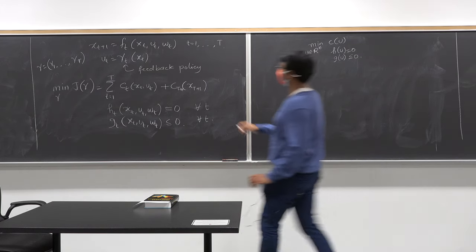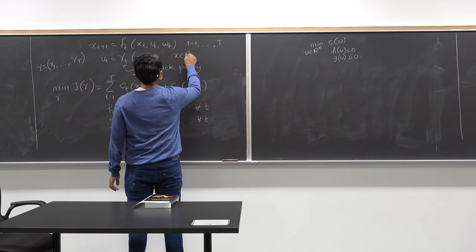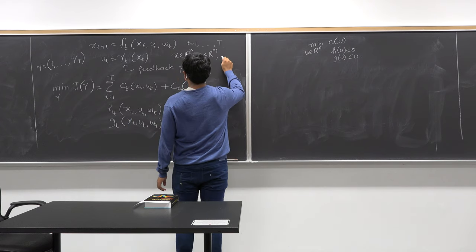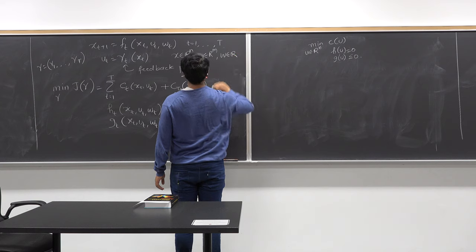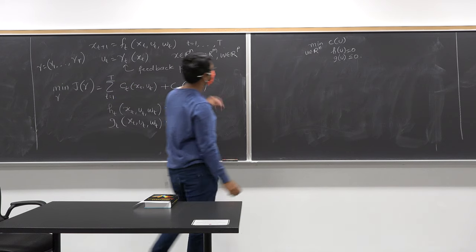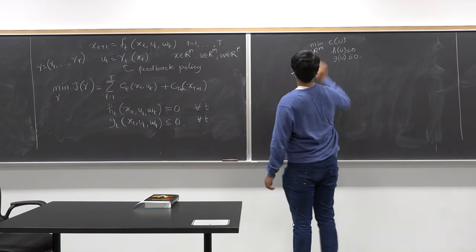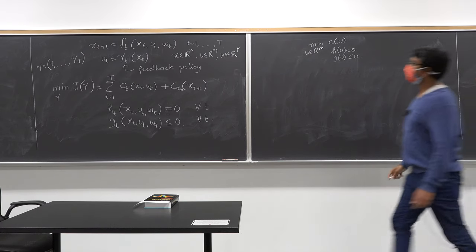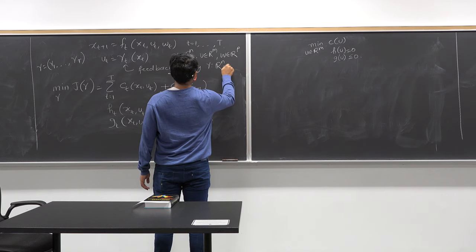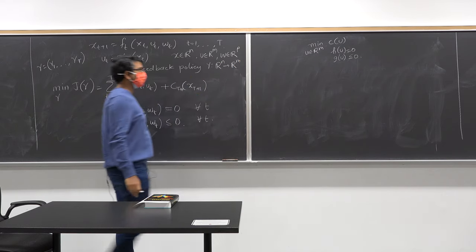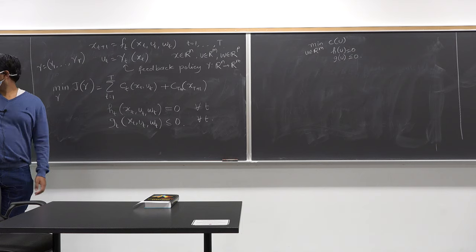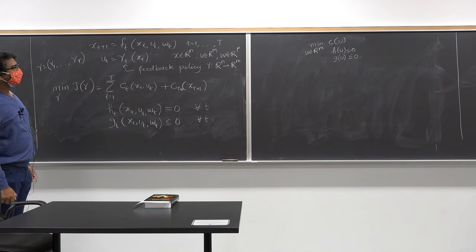Oh, I haven't mentioned, but let me mention it. So x is in R^n, u is in R^m, w is in R^p. Let me use p. And I'm going to make it R^m. And gamma is a map from R^n to R^m, so it's actually a function.